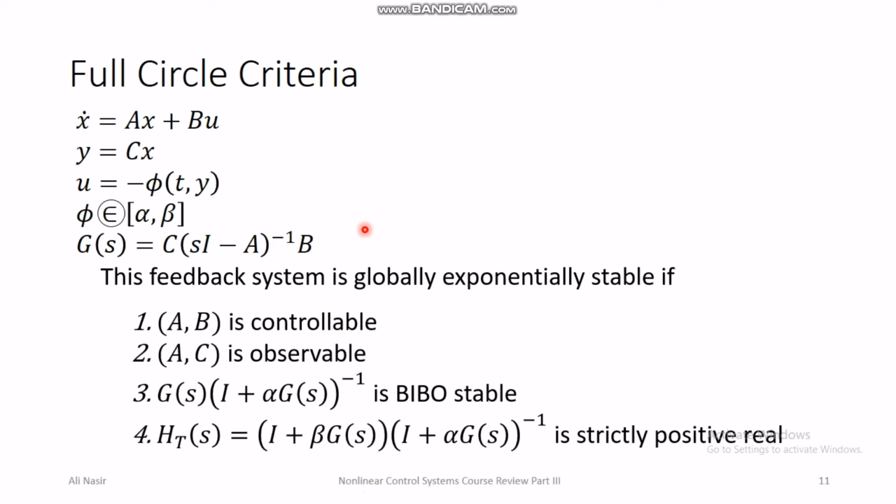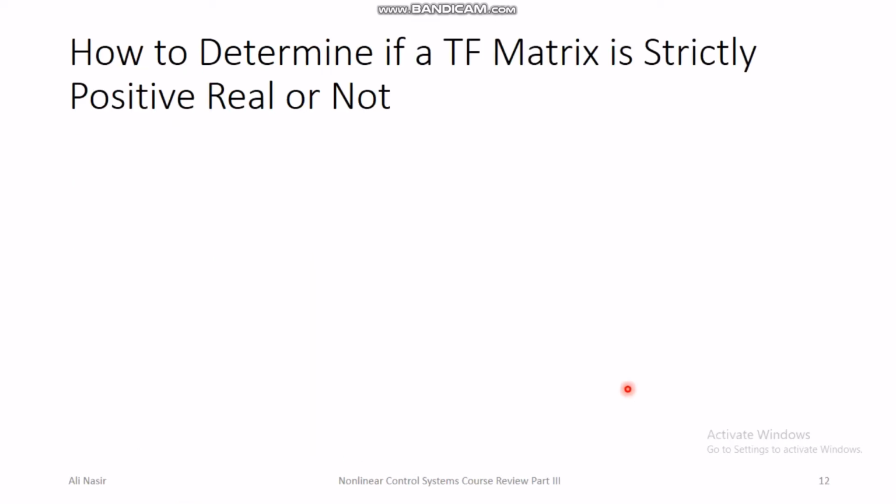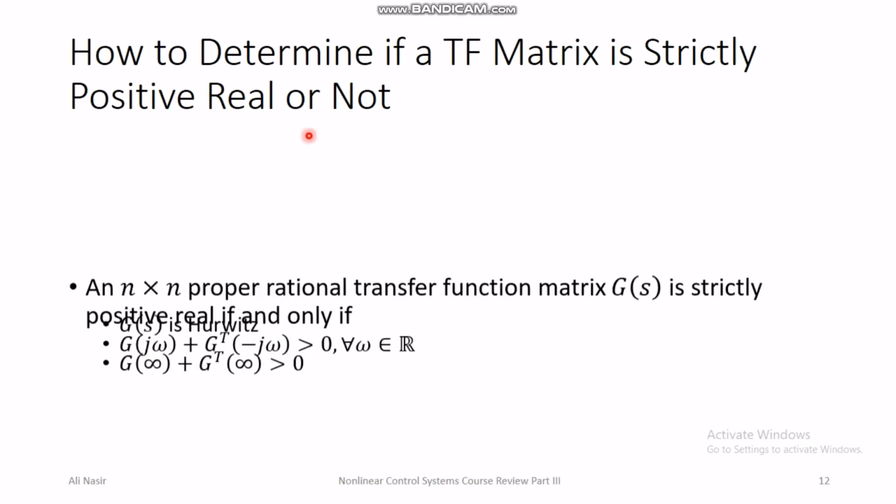stable. So here I would also like to revise what is strictly positive real, because we need the certain transfer function to be strictly positive real in order to prove absolute stability. How do we determine if a transfer function matrix is strictly positive real or not? So here is how we determine that.